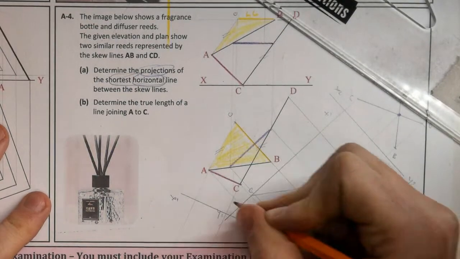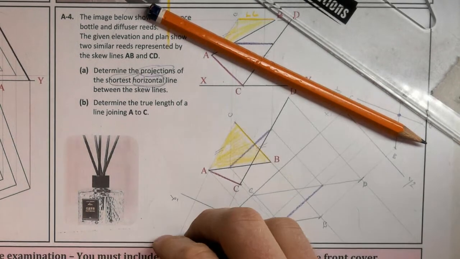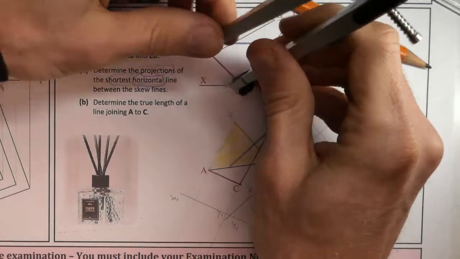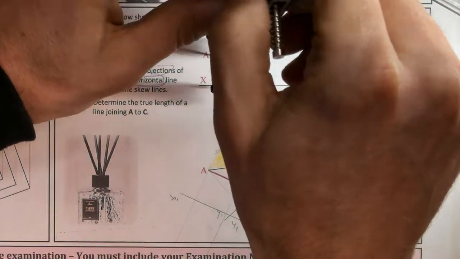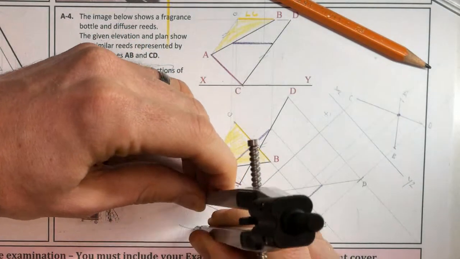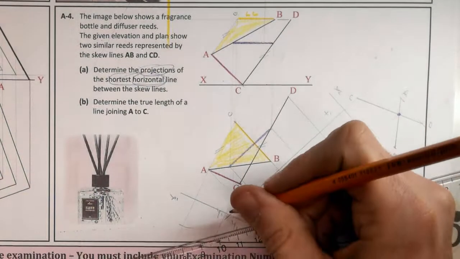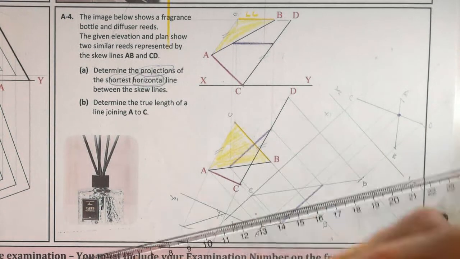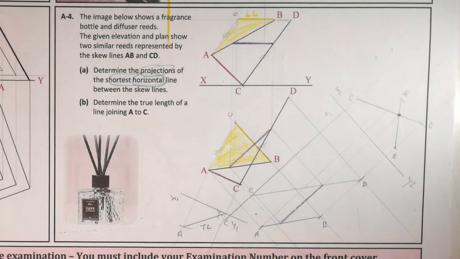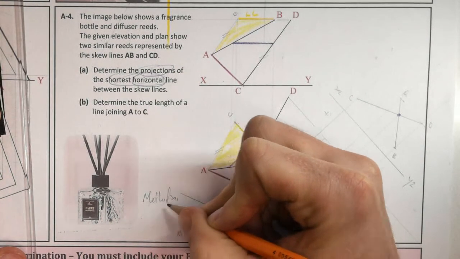So x1, y1. I'm projecting from a plan, creating an auxiliary elevation, so I can take my heights from my elevation. A is this height, so I can step A up here, and C is on the xy line, so C stays on the xy line. So that is method 1. That's A, C, and label that as a true length.